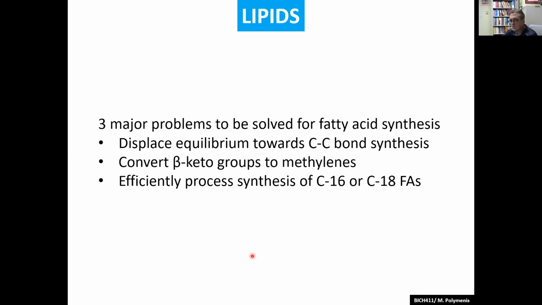And of course, as I just already mentioned, the fatty acid side chain is very reduced, so we have to take oxidized carbons, really in the form of keto or carbonyl carbons, all the way to hydrocarbon state, which is methylenes. Right? And not only that, but we know that the chains of this fatty acid are quite long. In fact, fatty acid synthase makes usually 16, sometimes 18 carbons in a row.